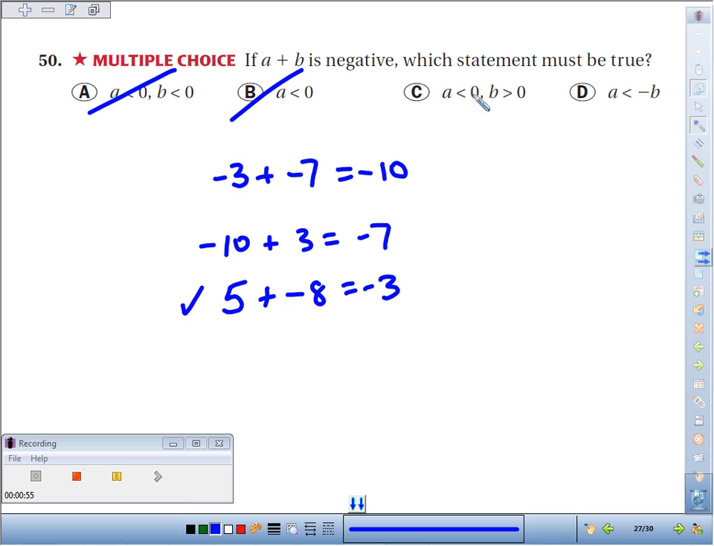How about C? A has to be less than 0? Well, beating a dead horse here. Here's an example where a is not less than 0, but we made the hypothesis happen.